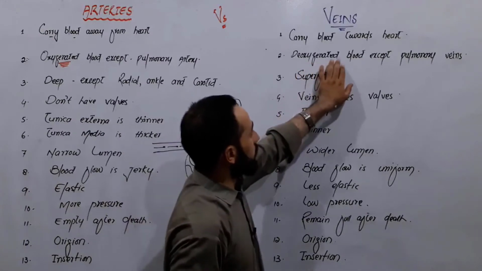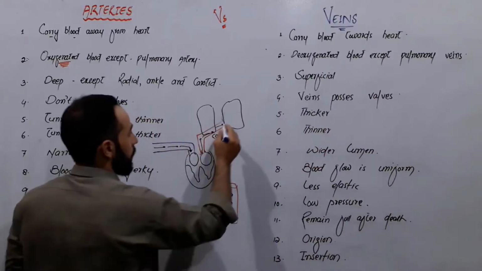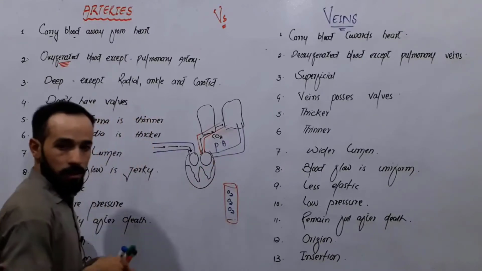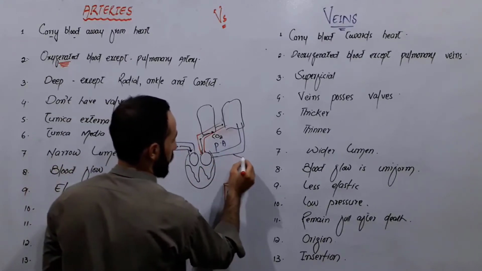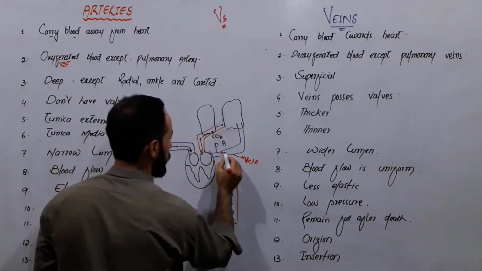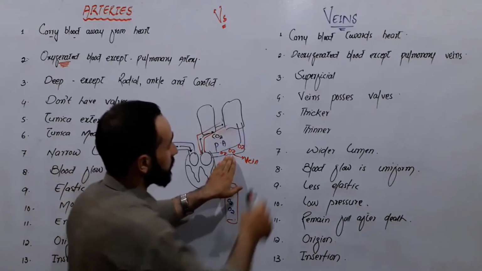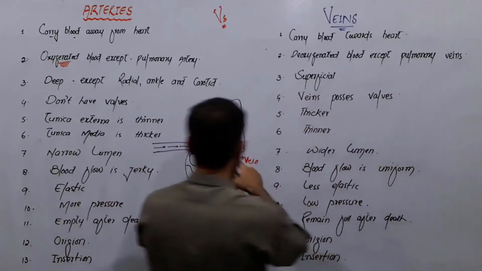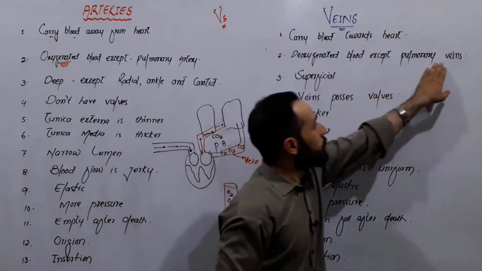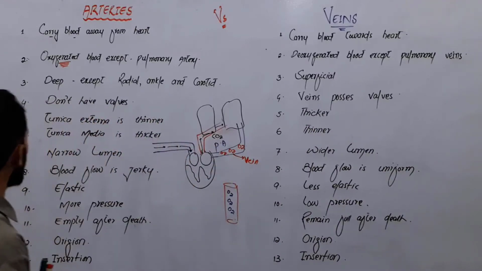And all veins contain deoxygenated blood except pulmonary veins, right? Look carefully. From here, when the blood comes back towards the left atrium, so this is a vein, and it contains oxygenated blood. This is a vein, but still it contains oxygenated blood, and this is the exception. All the veins contain deoxygenated blood, but the pulmonary veins contain oxygenated blood. Okay, this was the second difference.